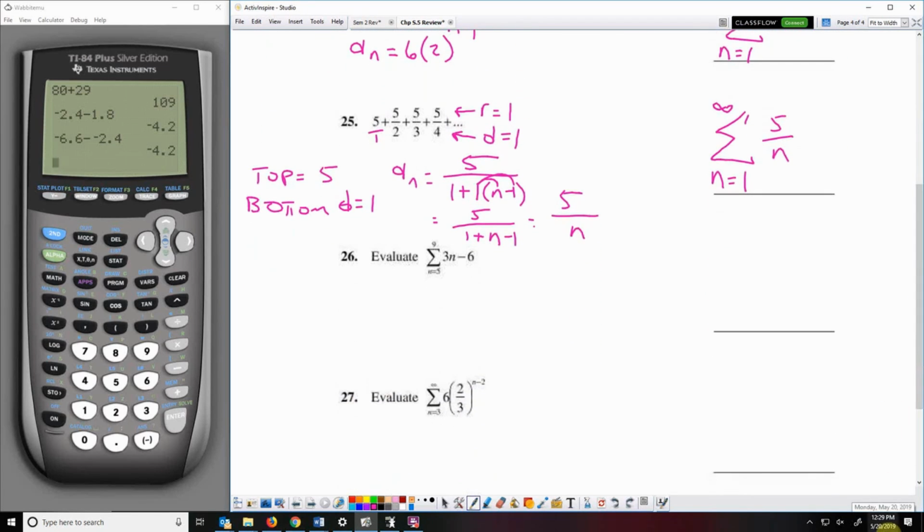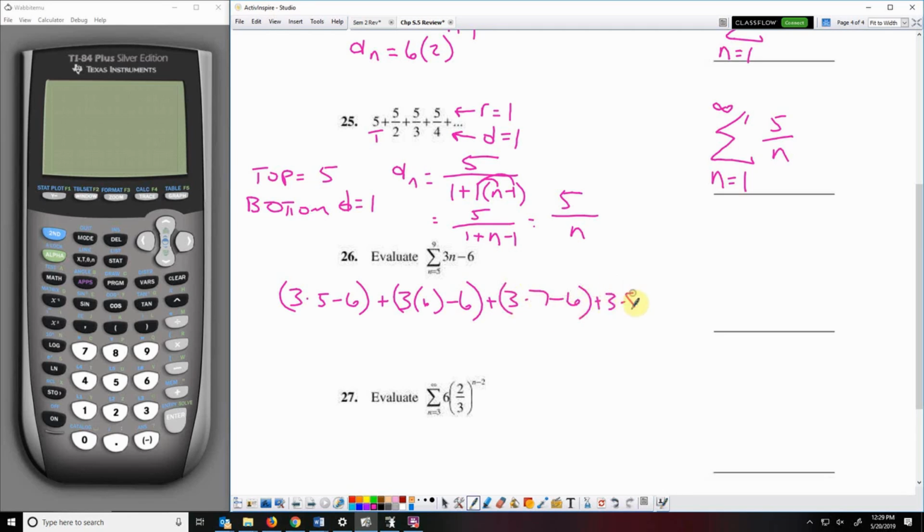Number 26, the summation of 3n minus 6 from terms 5 through term 9. 3 times 5 minus 6, plus 3 times 6 minus 6, plus 3 times 7 minus 6, plus 3 times 8 minus 6, plus 3 times 9 minus 6.